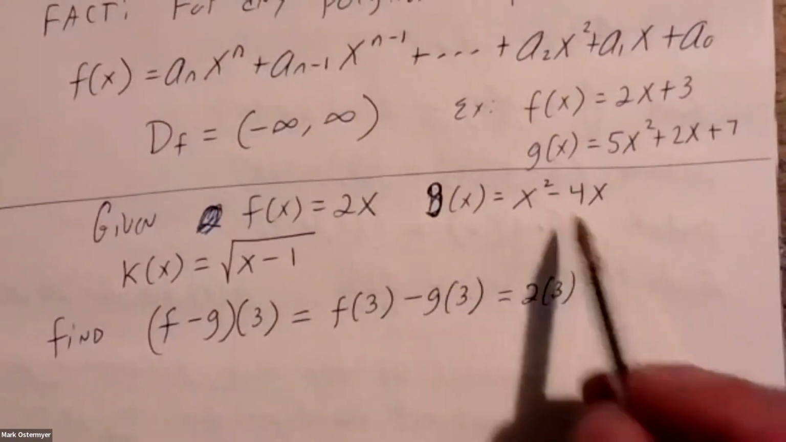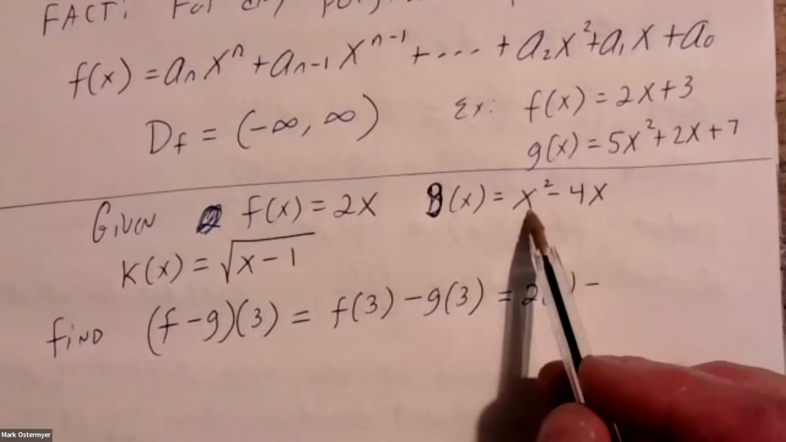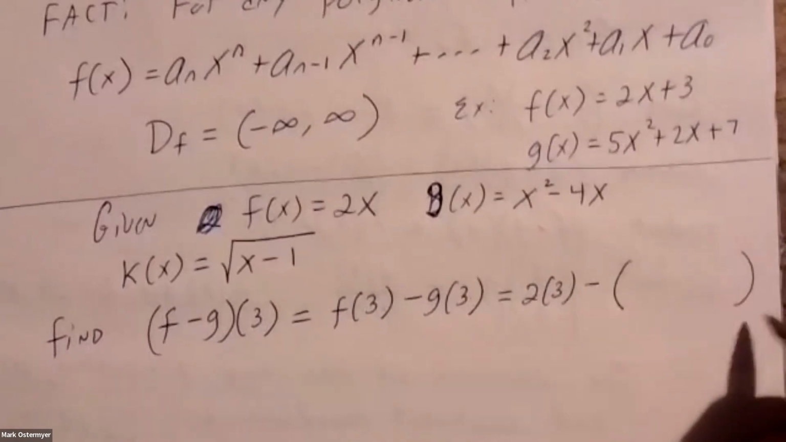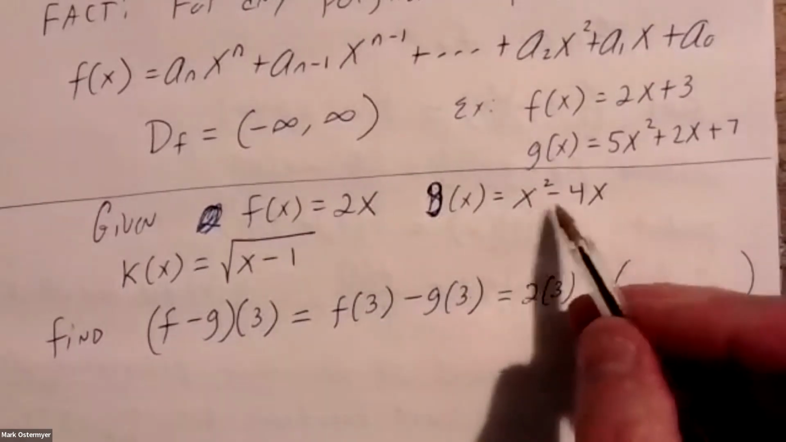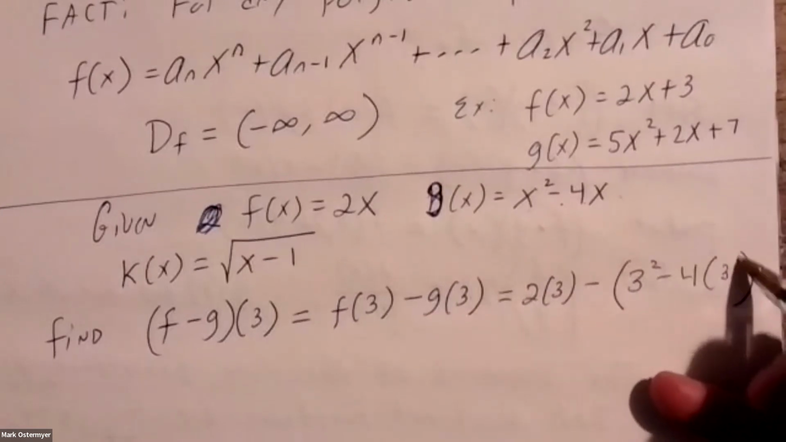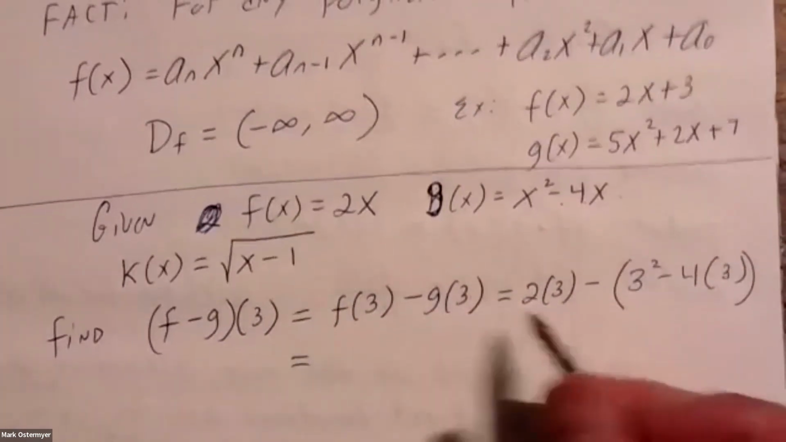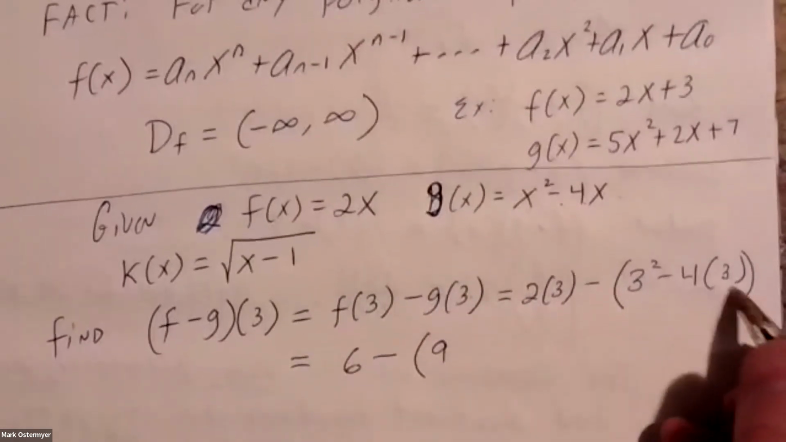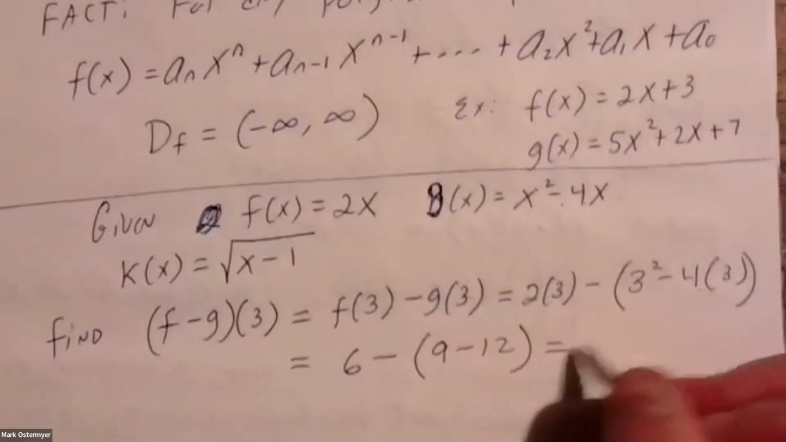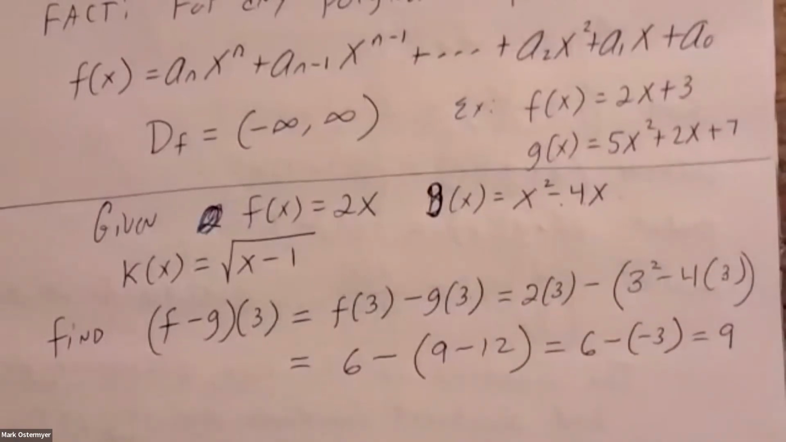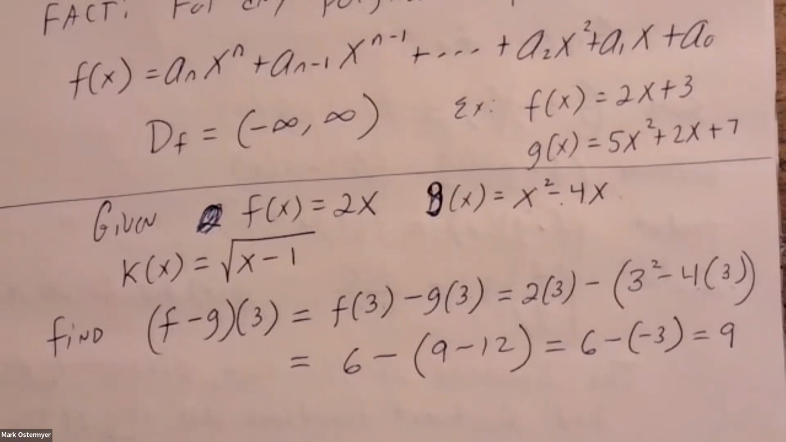So g of 3 means we put 3 into function g. That means we put 3 in here and here. Now we are to subtract off the whole function, so make sure you enclose it inside parentheses. So it's going to be 3 squared minus 4 times 3. Hence we're going to have 6 minus, this is going to be 9 minus 12. 6 minus negative 3, which is going to be 9. So f minus g of 3 is 9. Any questions on how we evaluated that difference function at 3?